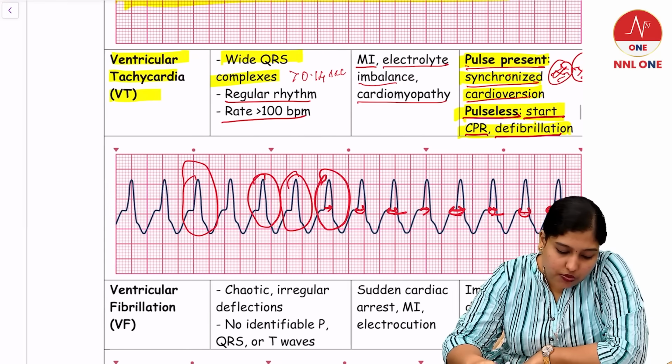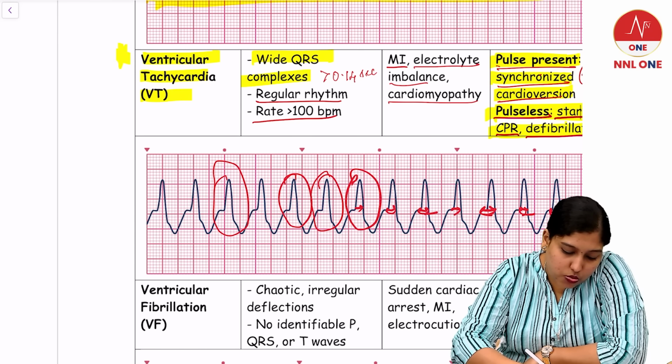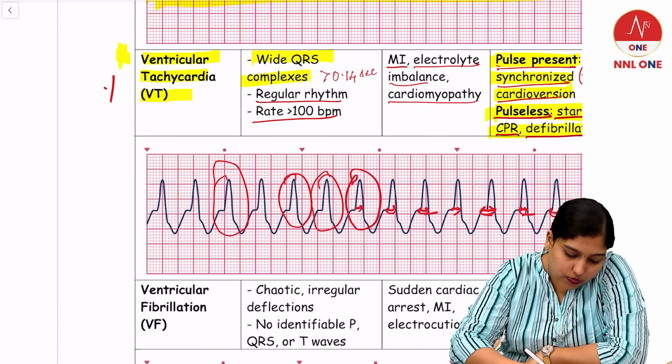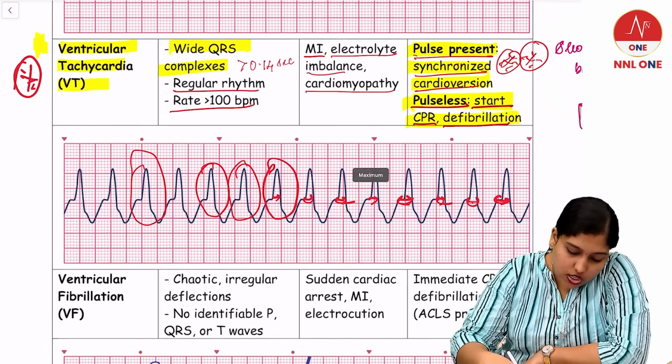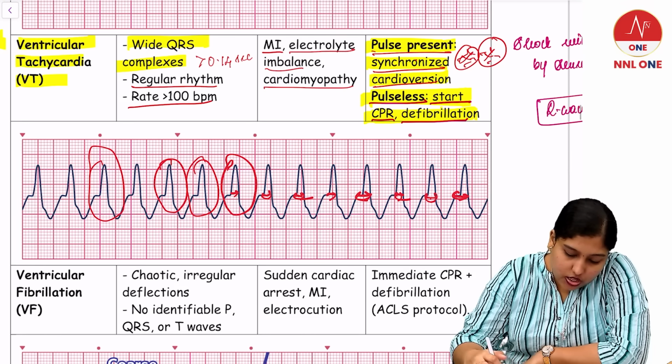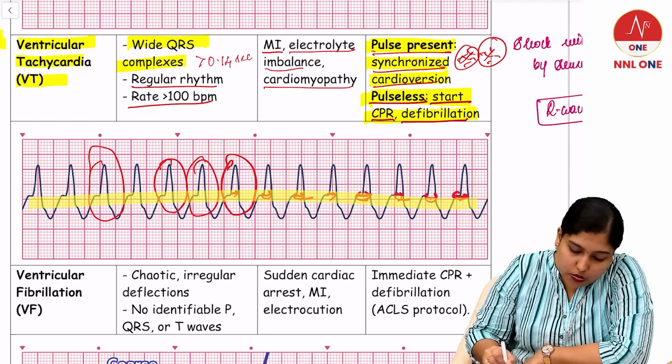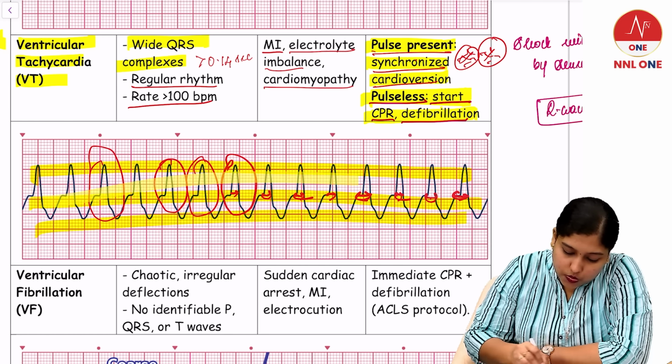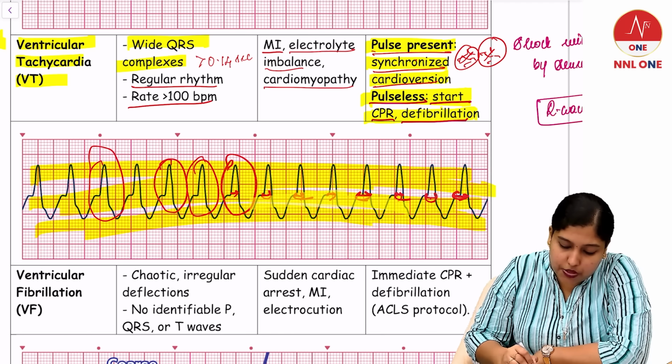It is very, very important. VT management is very important, so kindly note it. Next, this is the rhythm of ventricular tachycardia. Always remember the pictures, which are very important for your examination.